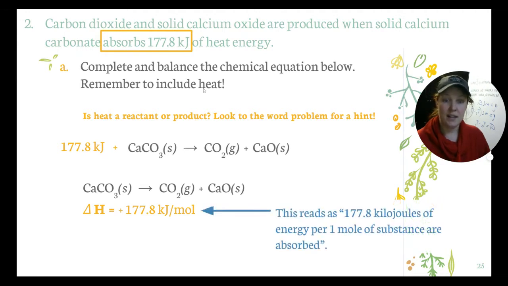So let's go ahead and remind ourselves too that this reads as 177.8 kilojoules of energy per 1 mole of substance are absorbed. So they're saying here, if I want to decompose 1 mole of calcium carbonate, I need 177.8 kilojoules of energy. If I have 3 moles of calcium carbonate, I'm going to need 3 times the amount of energy to break down all 3 moles of that calcium carbonate, okay? So that's our relationship, that's our conversion factor, that's why it's kilojoules per mole.